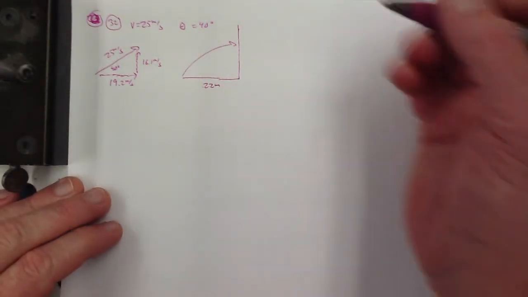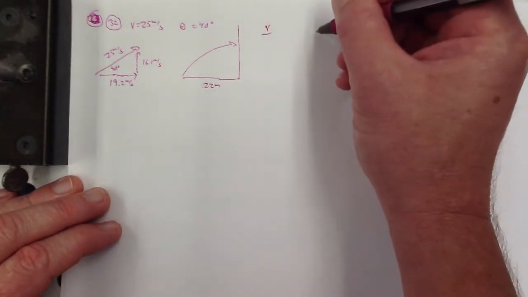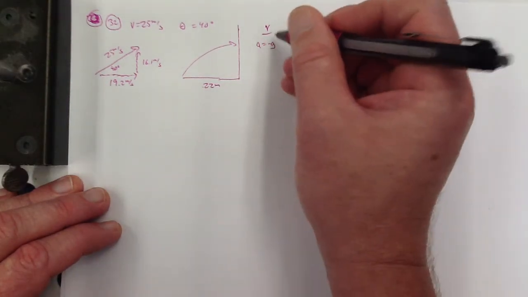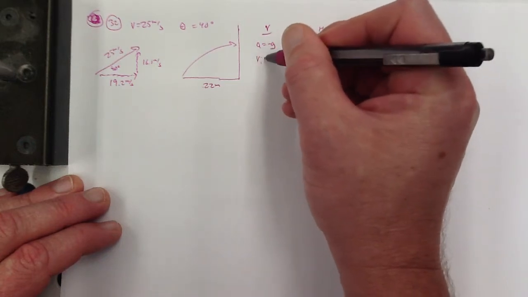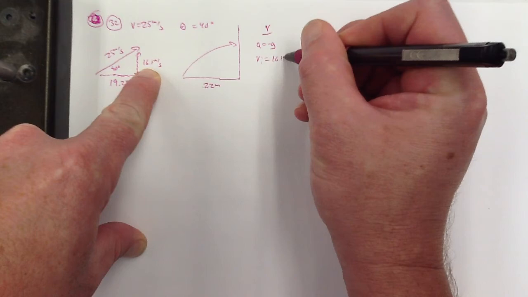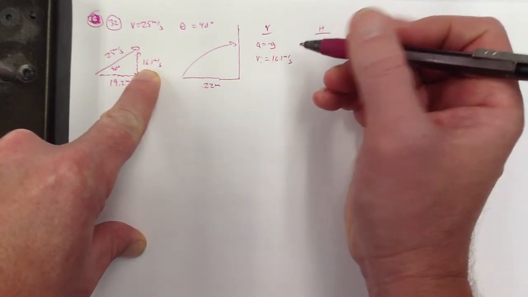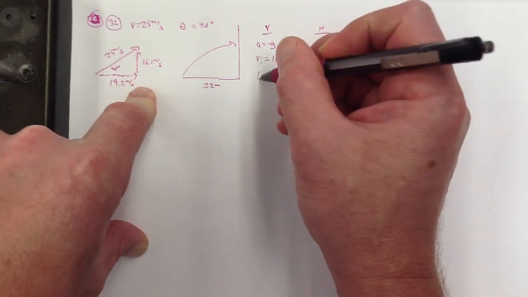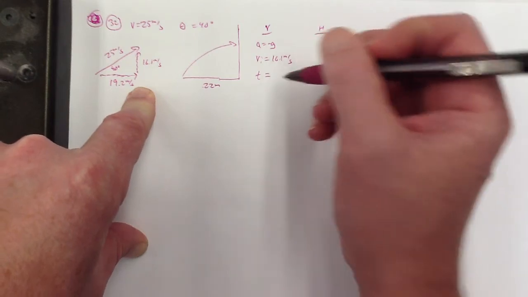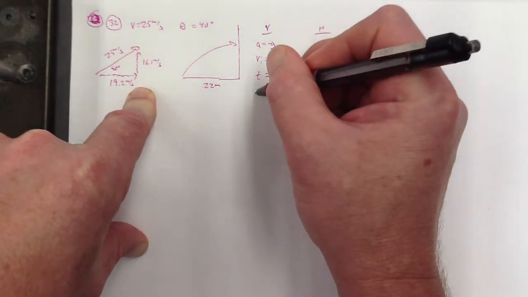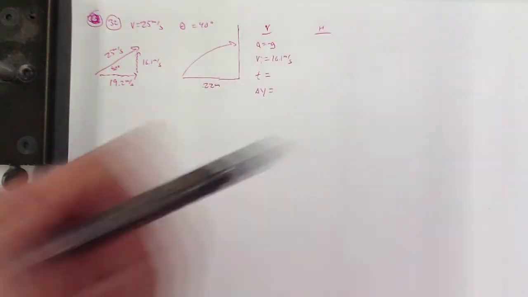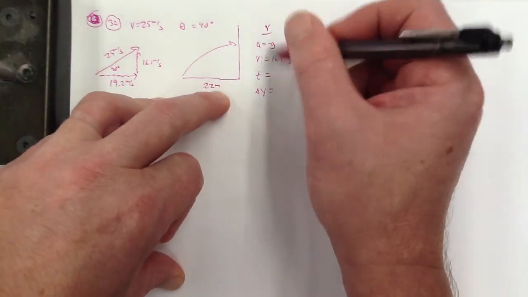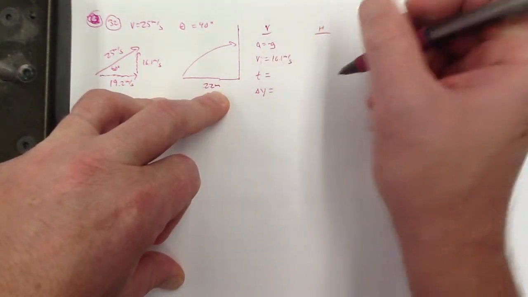Okay, so let's see. If I set up my vertical and horizontal business, let's see what we know. Acceleration, of course, is negative g, negative 9.8 meters per second squared. My initial velocity in the vertical direction is 16.1. I don't know my final velocity in the vertical direction, and I don't think that matters. Time, I don't know. And delta y, I don't know. But I think delta y is what I want, right? How high up does it hit the wall? So I'm going to need something else here, because I've only got two things and I need three.